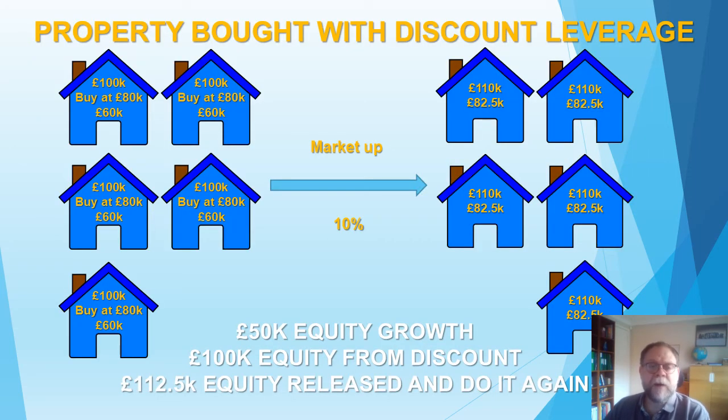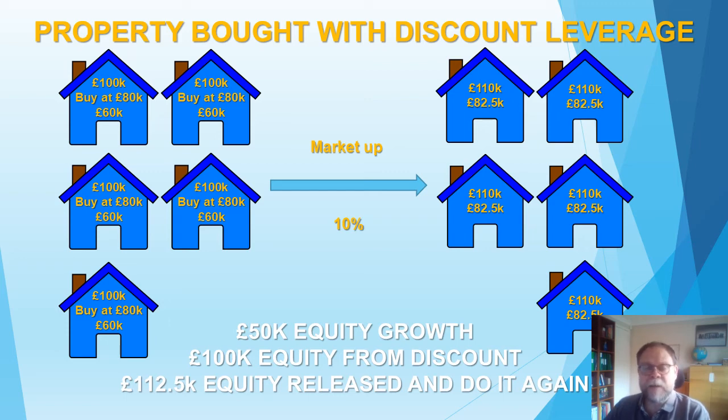Right, so we've bought our 5 houses. They're worth £100,000, but because we bought at £80,000, our mortgages are only at £60,000. Now when the market goes up at that same 10%, all our houses become worth £110,000. So we've now got £50,000 of equity growth from 5 houses at £10,000 each. And better still, because we bought at £80,000, 20% discount, we also have £100,000 of equity from discount. Even though the market has only risen the same 10%, we've made £150,000 of equity growth.